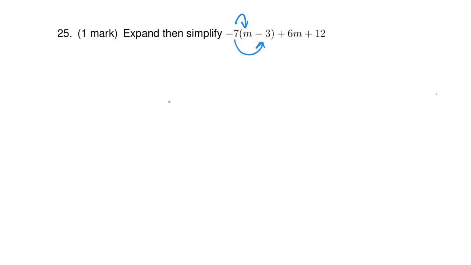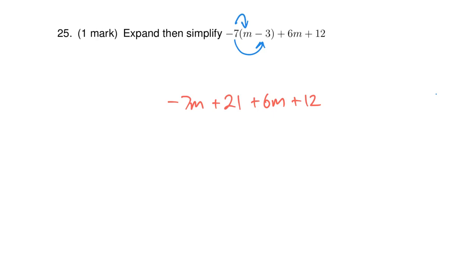Negative 7 times m gives me negative 7m. Negative 7 times negative 3. A negative times a negative makes a positive. So that will become positive 21. And the rest, I don't need to expand. It's already written in a form that I can just copy straight out.